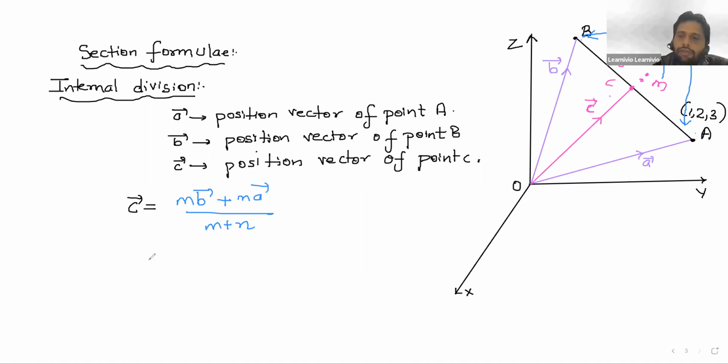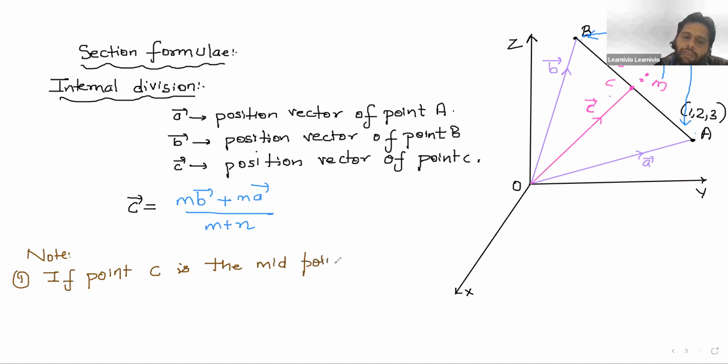Okay, now here we can write a note. If point C is the midpoint of AB, then what is M is to N? Anyone can tell me what is M by N then? If C is the midpoint of AB, then what is M by N?